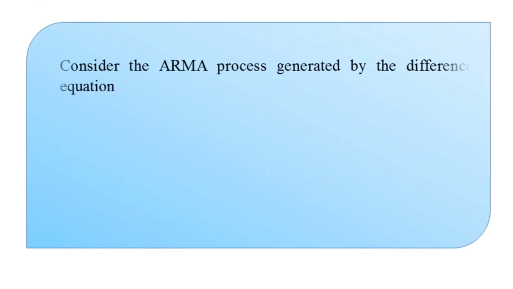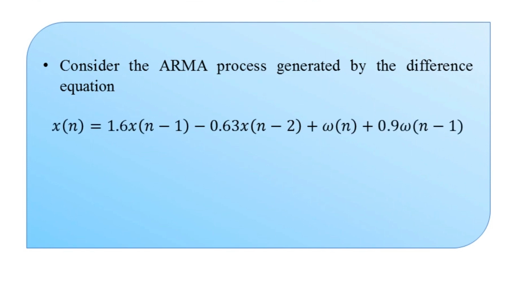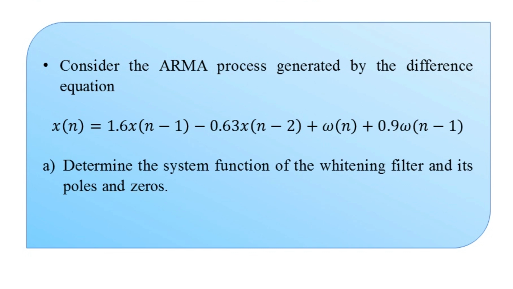Here we are provided the problem statement, which considers the ARMA process generated by the difference equation x(n) = 1.6 x(n-1) - 0.63 x(n-2) + w(n) + 0.9 w(n-1). Here we have two parts to find the solution to.